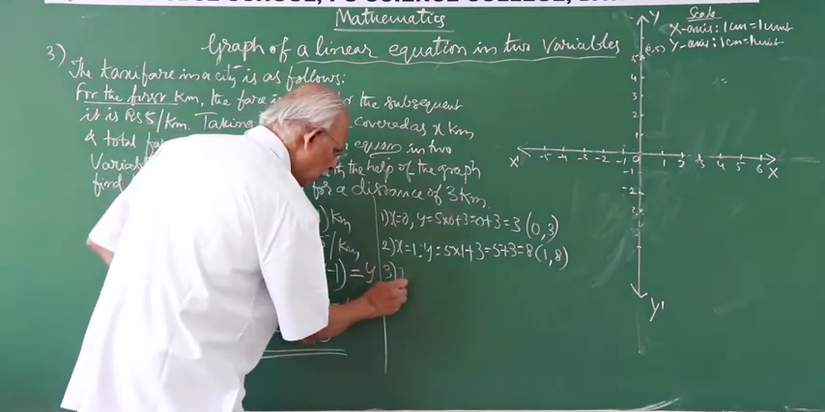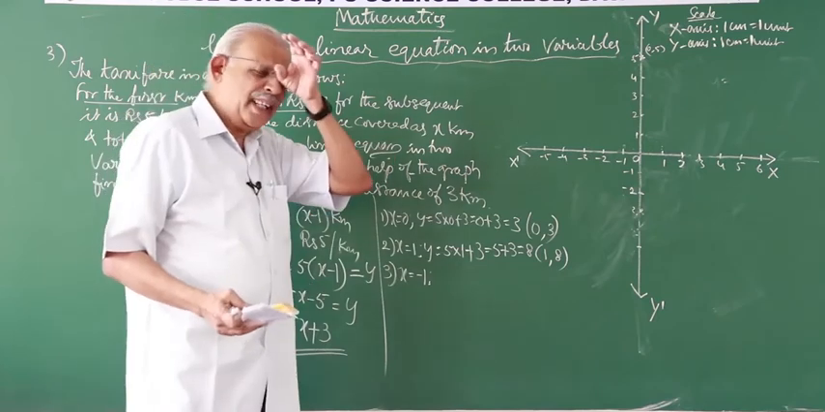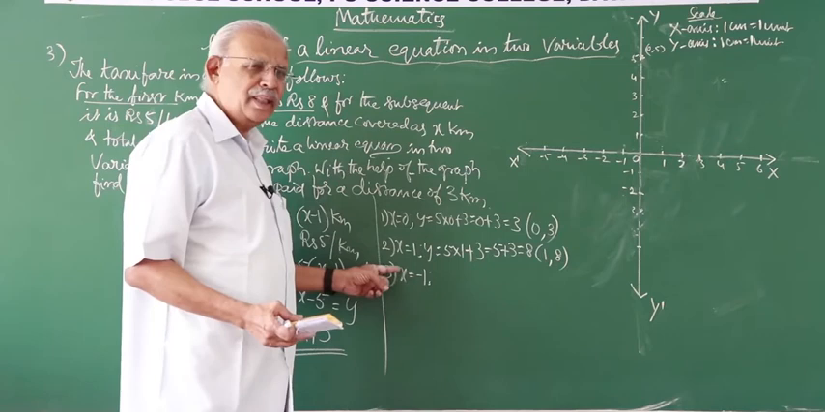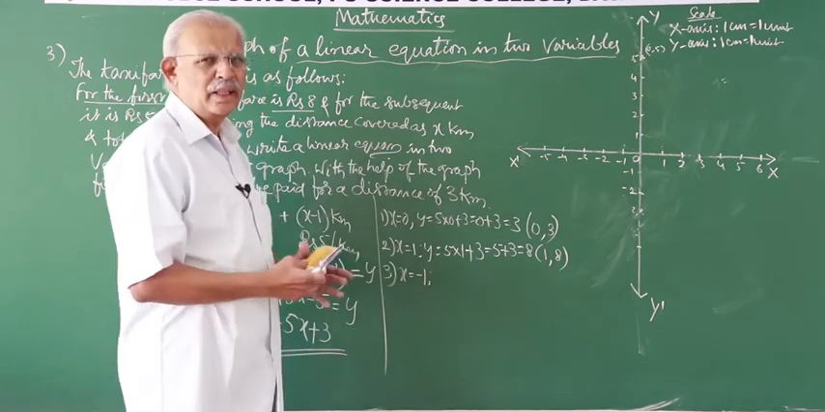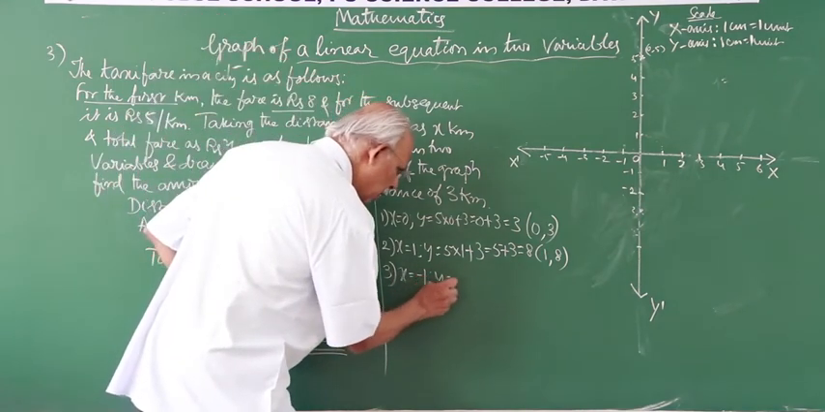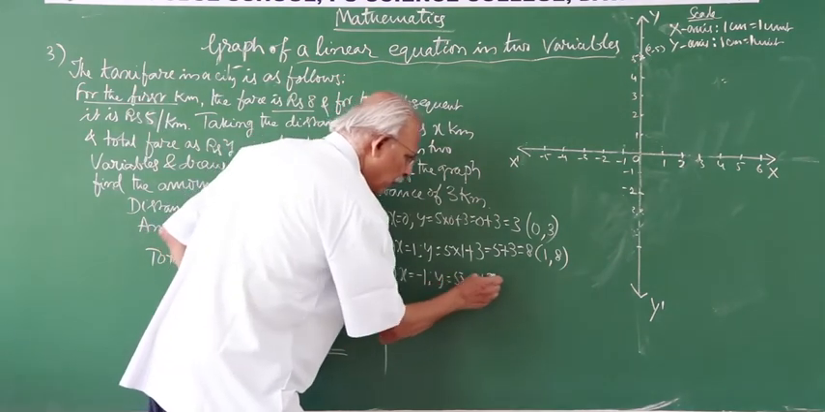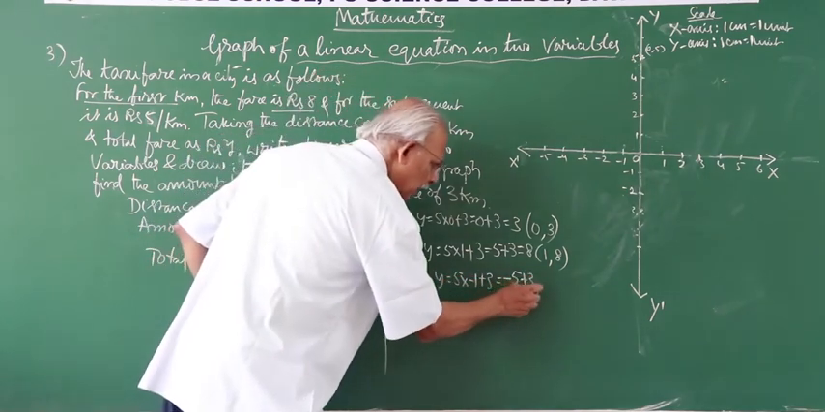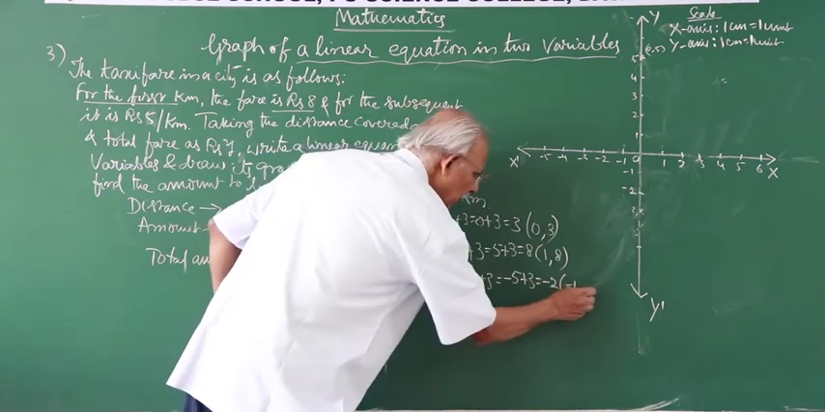Now put x is equal to minus 1. Look here. Don't think practically. Is it possible to go minus 1 kilometer? Not like that. But for drawing the graph, we are taking these values. So, y equals 5 into minus 1 plus 3, that is minus 5 plus 3, which is equal to minus 2. For minus 1, this is minus 2.